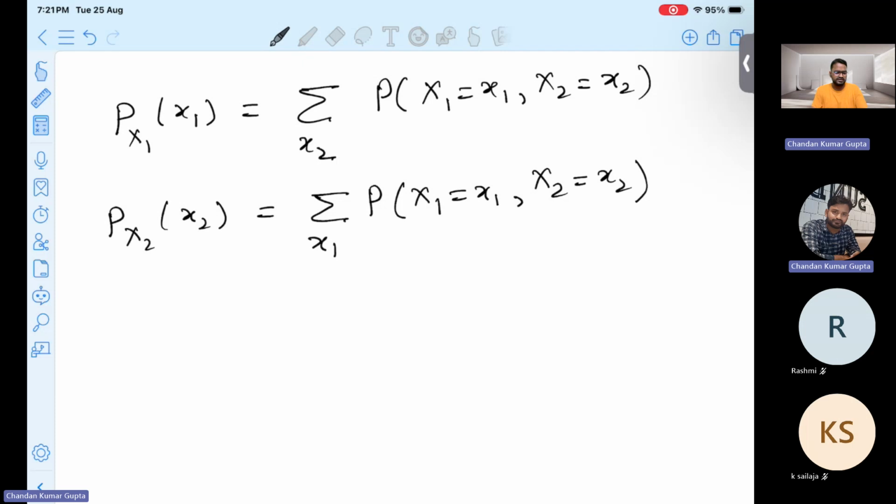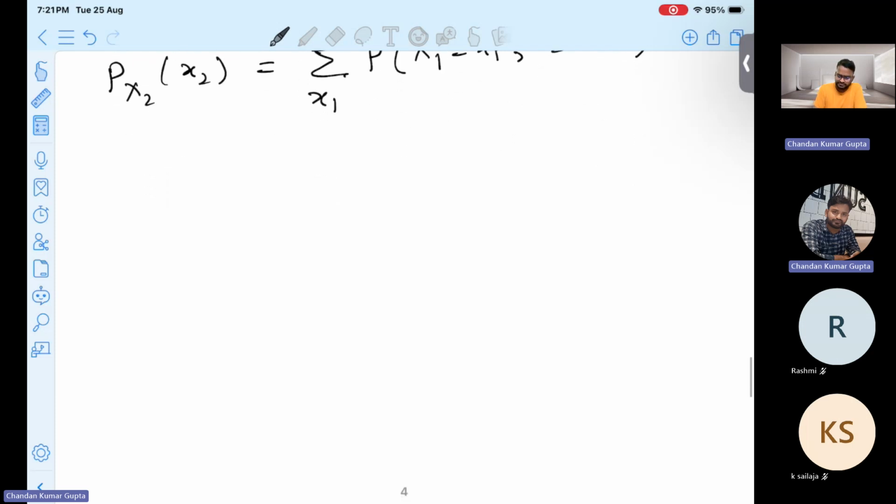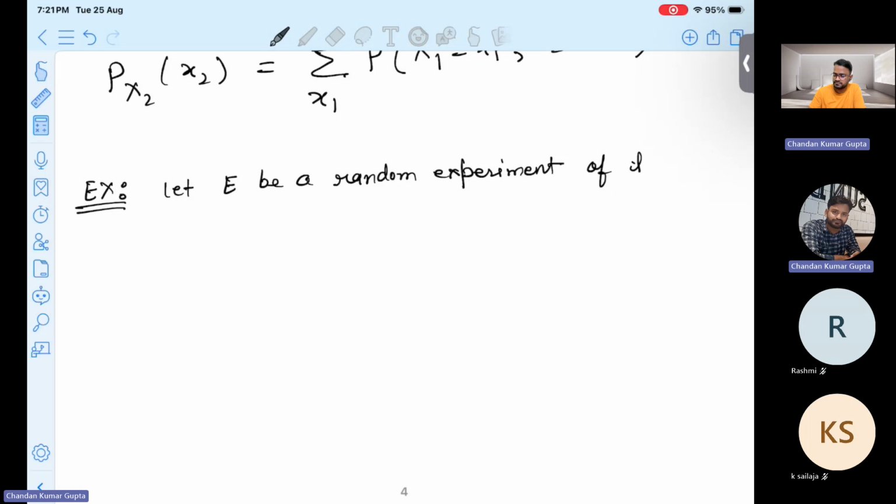We can have one example here. Suppose E is a random experiment of tossing an unbiased coin 3 times.